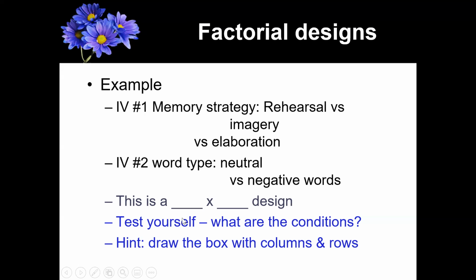This would give us a 3 by 2 design. Because obviously we have 2 independent variables, and we're going to have 3 levels to the first variable, 3 conditions, rehearsal versus imagery versus elaboration, times 2, neutral versus negative words. And then the easiest part, even if you don't draw it out, 3 times 2 is going to be 6. So 6 conditions, like the last example.